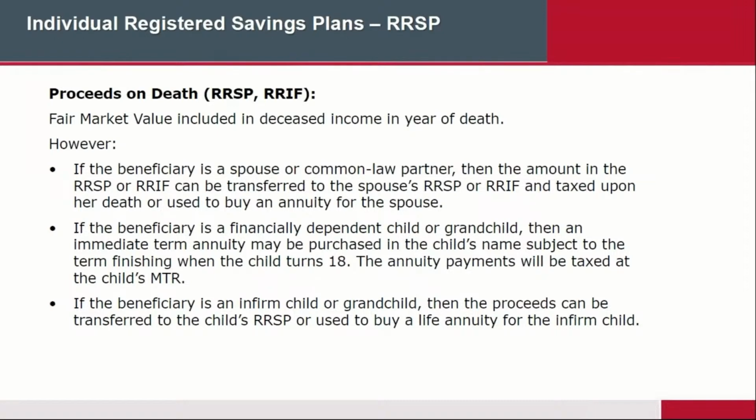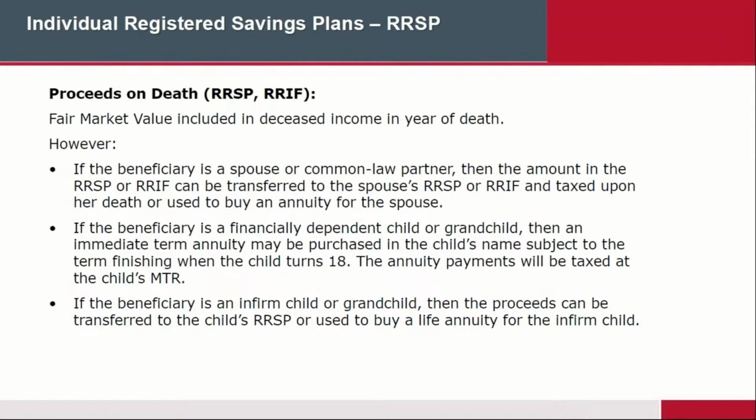If the beneficiary is a spouse or common law partner, then the amount in the RSP or the RIF can be transferred to the spouse's RSP or RIF and taxed upon her death, or used to buy an annuity for the spouse. In other words, if you're married, either legally or common law, and I die, let's say, and my wife is my spouse, the money can be rolled over to my wife without incurring any tax liability whatsoever. So the money is protected against taxation because it's what they call a spousal rollover.